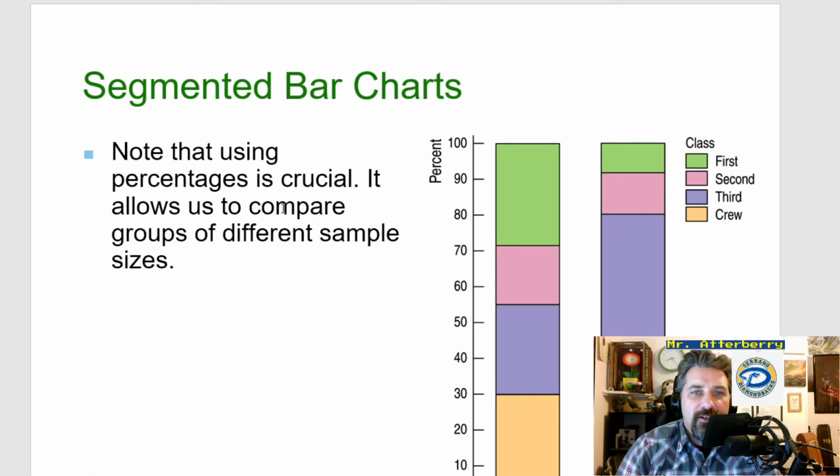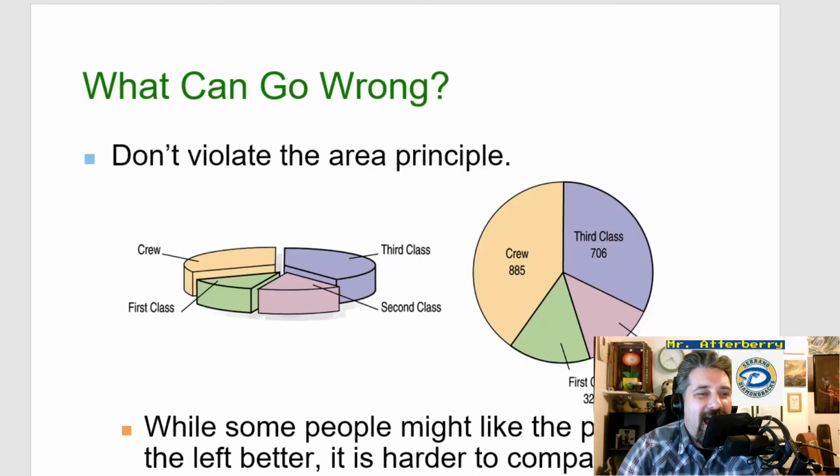Once again, segmented bar charts. Note that using percentages is crucial. Percentages, okay? It allows us to compare groups of different sample sizes just by using relative frequencies, percents. Don't forget that. What can go wrong?